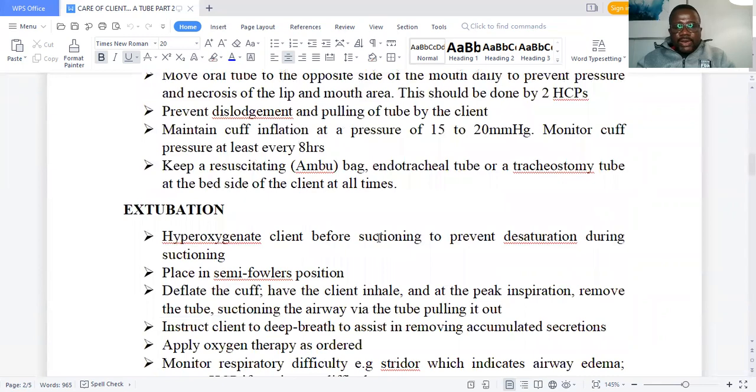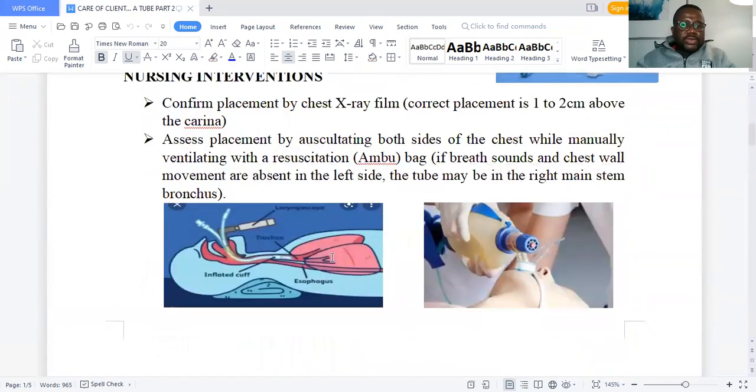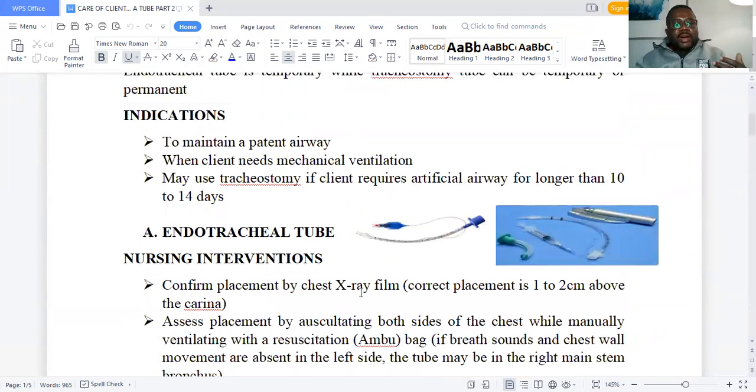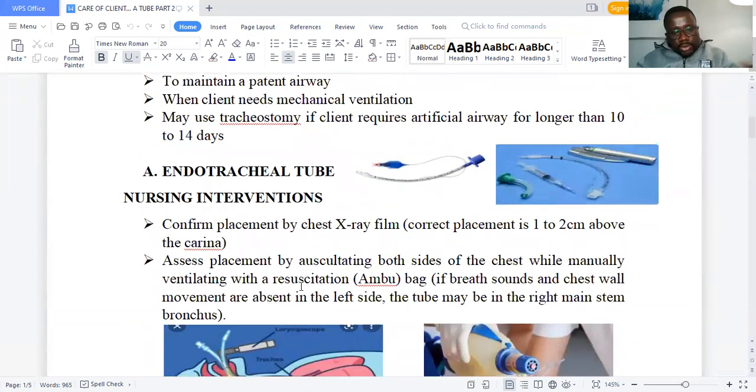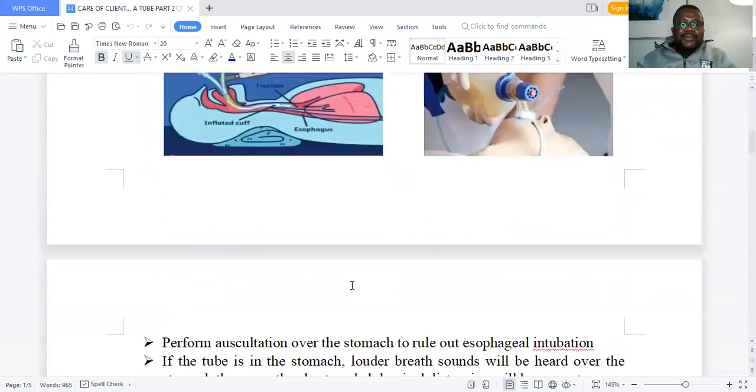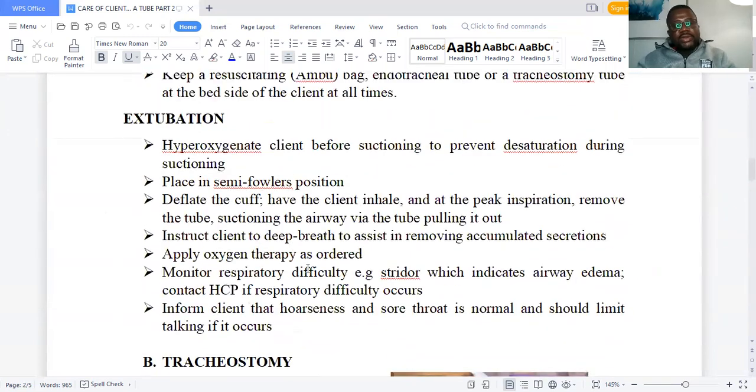Let's look at extubation. It means you want to remove the tube. What we talked about before was intubation and then the care. Now we're talking about extubation. The doctor orders that you have to discontinue the endotracheal tube. So what will you do? You just go to the client and then you just pull out the tube, just like that? No, that is not what you have to do.